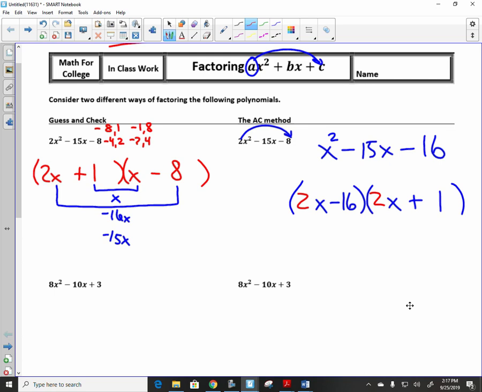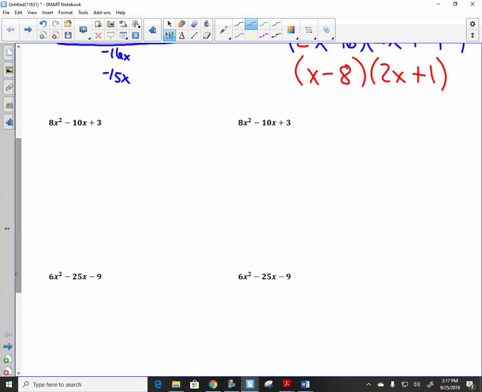Is there a common factor between 2 and 1? No, so we leave it alone. 2x plus 1. Is there a common factor between 2 and 16? What is it? 2. So take it out. See what we got? The same thing. So you've got options. You can choose what you want.